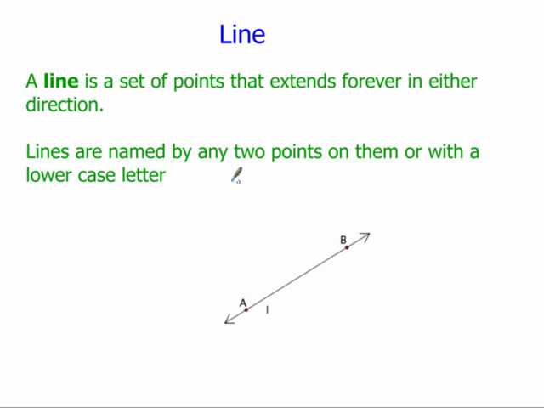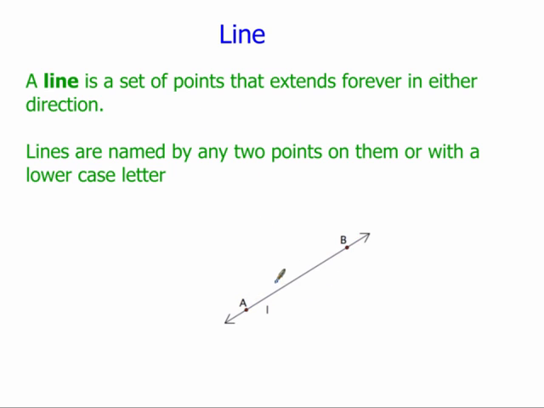Next thing we need to talk about is a line. A line is just a set of points that extends forever in either direction. So here we've got a line, and the arrows on either end show that it's going on forever in both directions. Sometimes the line will have the arrows, sometimes it won't. What's important to realize is that it's just a set of points.